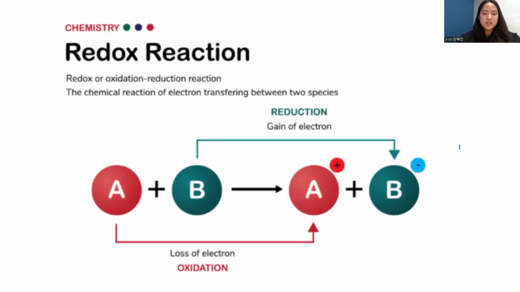As you see in this diagram, A is being oxidized and B is being reduced, and these two reactions are coupled together.